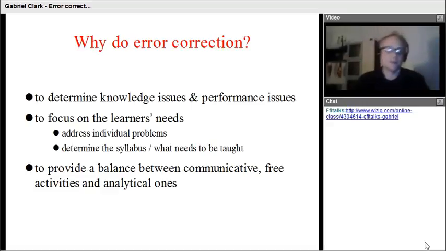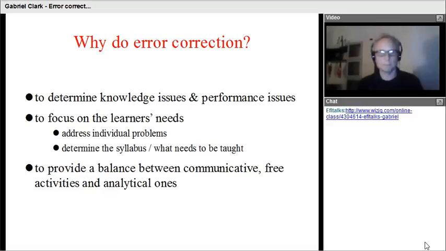The other main reason why we do error correction is two-pronged. Essentially, we're focusing directly on the learner's needs. So we address the individual problems these students have, and you're looking at what really needs to be addressed. Also, as an extra benefit, if you're not determined by an external demand of a syllabus, if you have quite a lot of freedom as a teacher, the learner's mistakes and the gaps in the learner's knowledge, which you can determine very easily through error correction, can help determine what's going to be taught and can help to shape your own syllabus with this student or with this group.